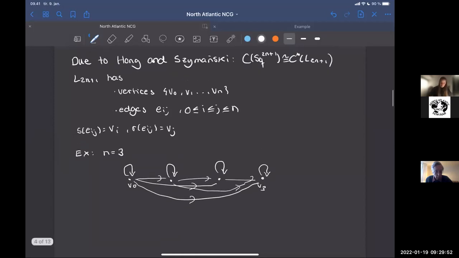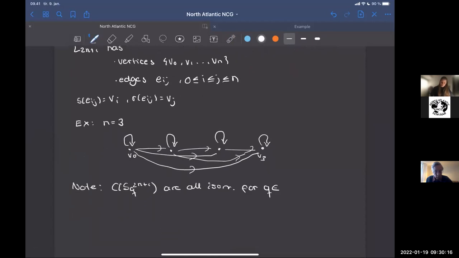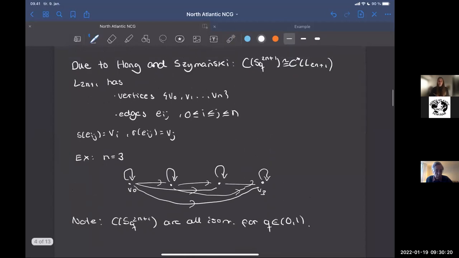Okay, so I want to remark that an important consequence of this result here is that C of SQ2n plus 1, they are all isomorphic when q is between 0 and 1. This is simply because the graph doesn't see the q's.